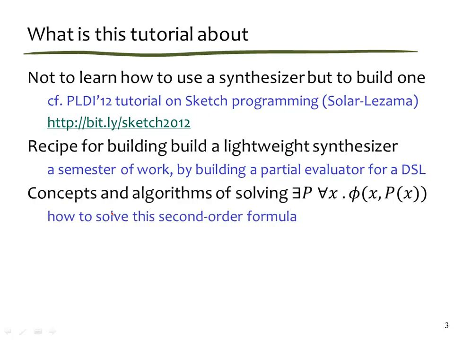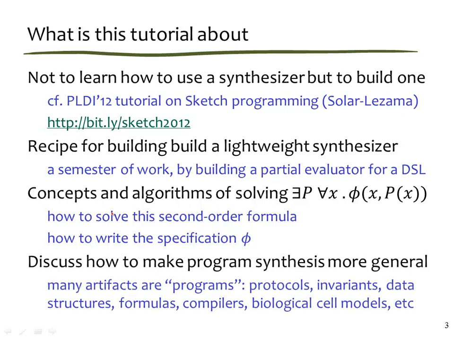We'll talk about the concepts and algorithms behind solving the exists P for all inputs problem. So how to solve this second-order formula, and how to write specifications as well, because that turns out to be equally hard. And finally, we'll talk about how to make synthesis more general, in the sense that if we can think of everything as programs, then we can synthesize with program synthesis formulas, compilers, and so on and so on.